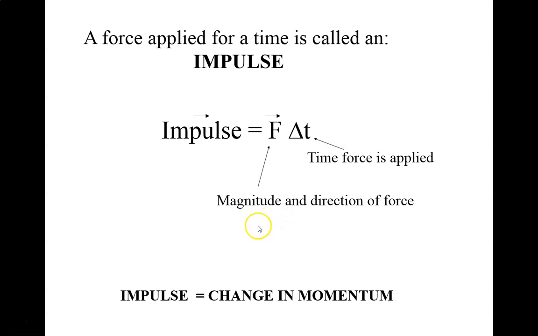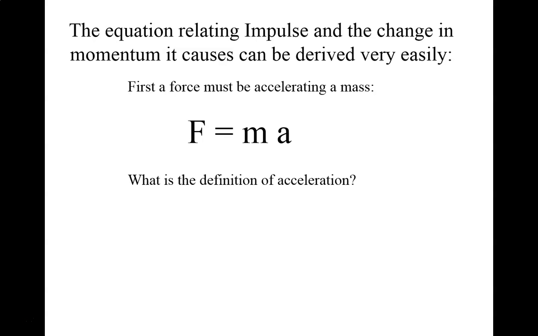And the big overarching idea here is that impulse equals the change in momentum. So impulse equals change in momentum, and I'll show you that a couple of different ways before this is through. Okay, so what we're going to do is take F equals ma, Newton's second law, and convert it into what we just talked about.